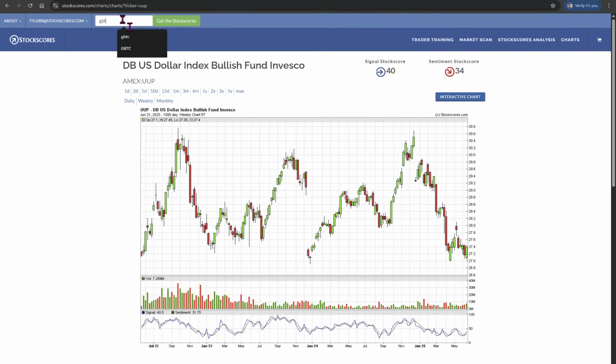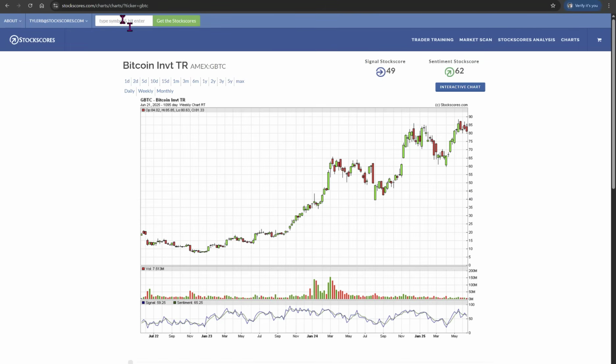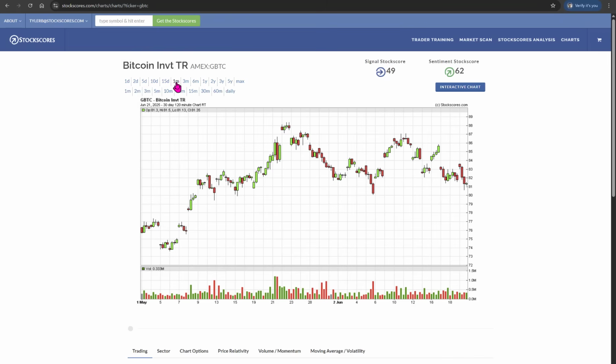If we look at Bitcoin, GBTC, a little bit wishy-washy the last 3 or 4 weeks. The long-term momentum is still up. But if we go to the short-term chart, you can see that it's starting to build some falling tops, which is a bit of a concern short-term. If it starts to move down through that floor, then we could see more of a pullback in Bitcoin.